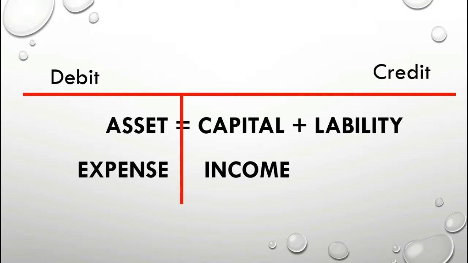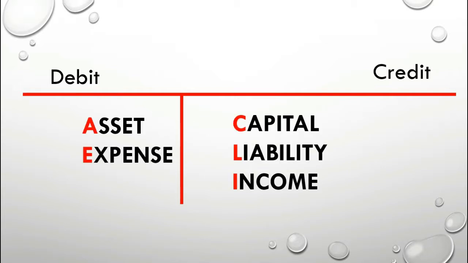So what is an expense? Expense will affect the profits, or if it's a loss, it will reduce the capital. So I'm going to put expense on the opposite side of the capital, which means on my left hand side, which is the debit side. On my left hand side, the debit side, I can see asset and expense. On my right hand side, the credit side, I can see capital, liability and income.